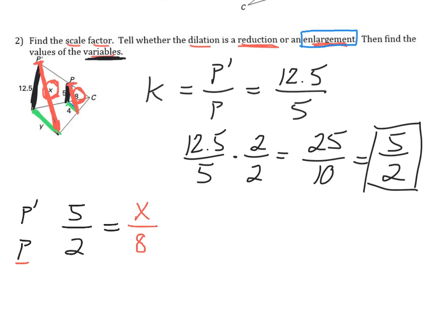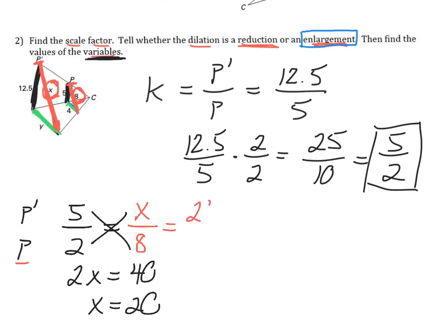In order to solve this proportion, I'm going to cross multiply. So I end up with 2x equals 40. So it looks like x equals 20. Now, if you're not sure if that's correct, all you have to do is take that value and plug it in and check. 20 over 8 is going to reduce down to 5 over 2. So I am going to get the same scale factor even if I compare those two values.